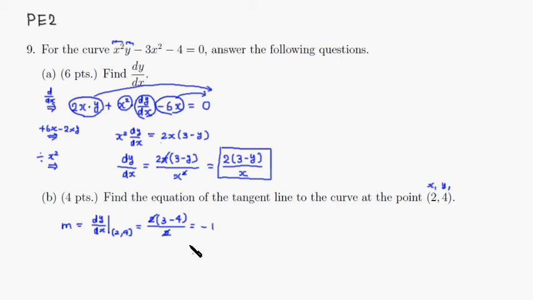We found a slope, so we can use point-slope form. Therefore, the equation is going to be y minus y1, which is 4, equal to negative 1, which comes from here, times quantity x minus x1, which is 2. So this is the equation of the tangent line we're looking for. All right, that's it. I hope that this was clear.